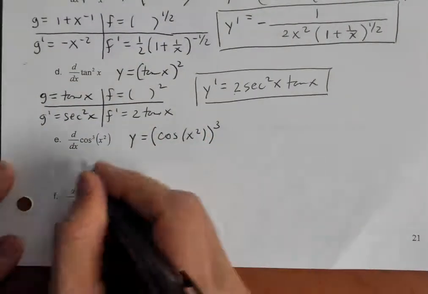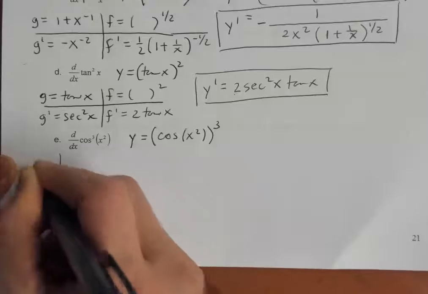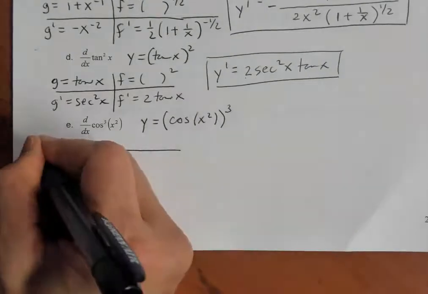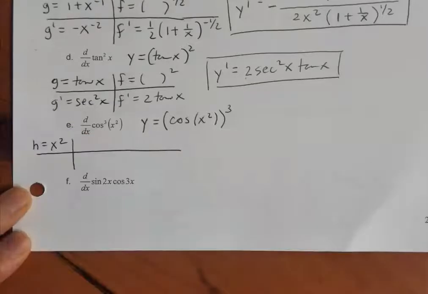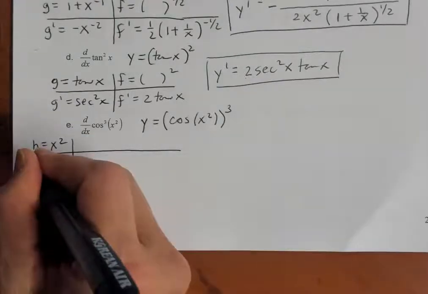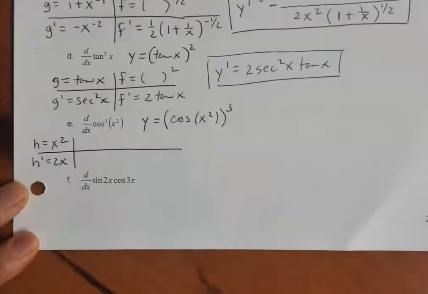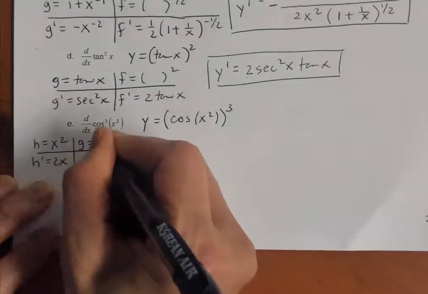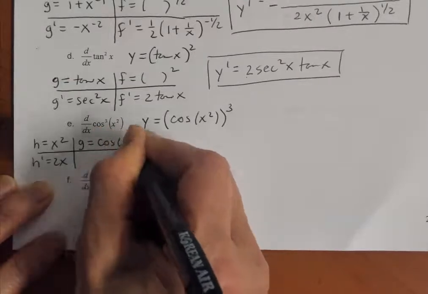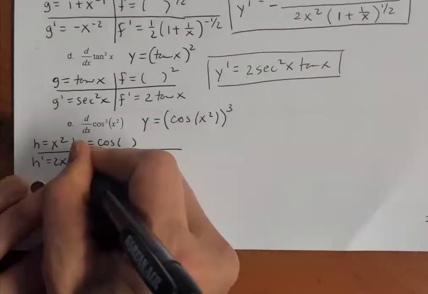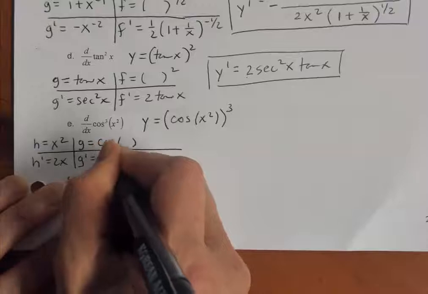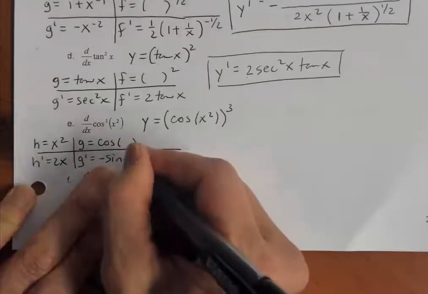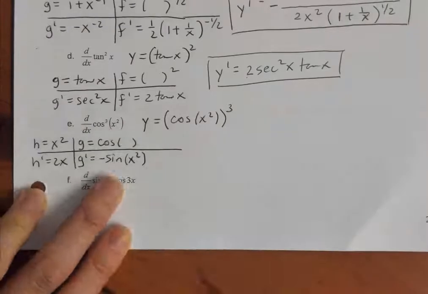All right, so let's start off by drawing it out like this. I'm going to now start with my h, which is my inner. So h is going to equal x squared, and the derivative of that will equal 2x. And then my middle is going to be my g function, and so that'll be cosine of something. The derivative of cosine of something is going to be negative sine of, and then what do you put in there? It would be the h function, so that'll be of x squared. Okay, so that's my middle.